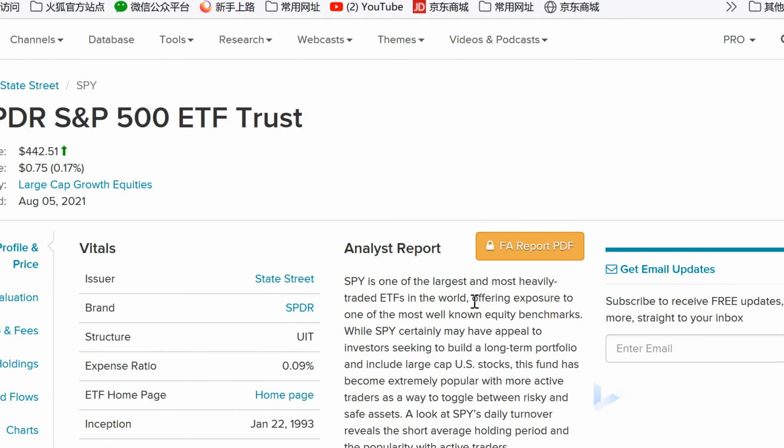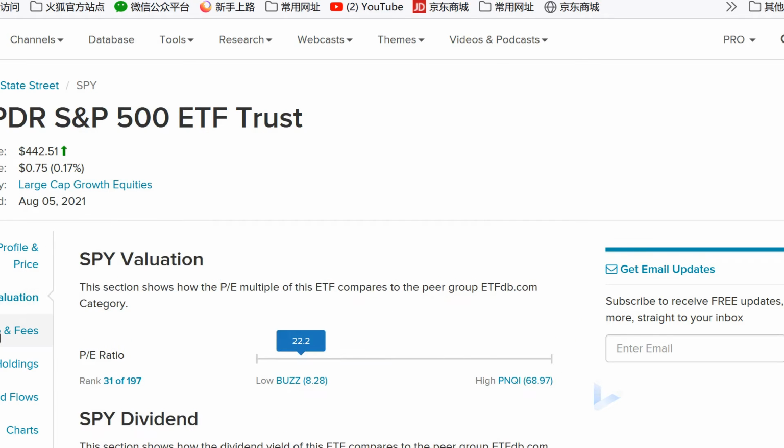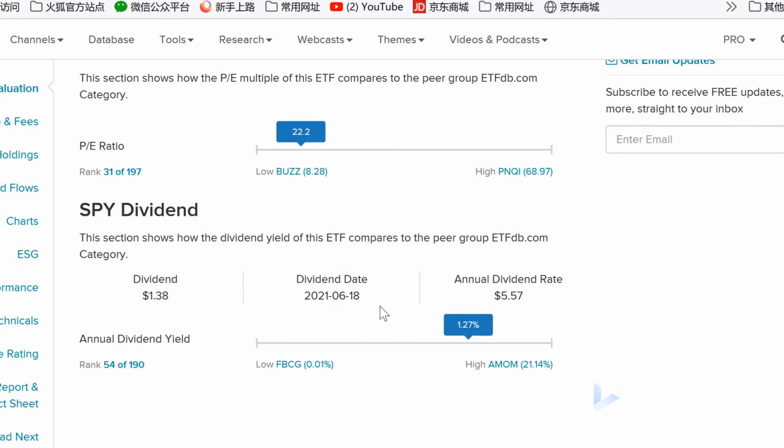Here you actually see all the necessary information that you need to know before you trade this ETF. This is a large cap growth equities ETF. And here, if you're interested, you can see the valuation of this ETF. You can see the P/E ratio of this ETF is currently 22.2. And right now, the S&P is paying 1.27% annual dividend yield.